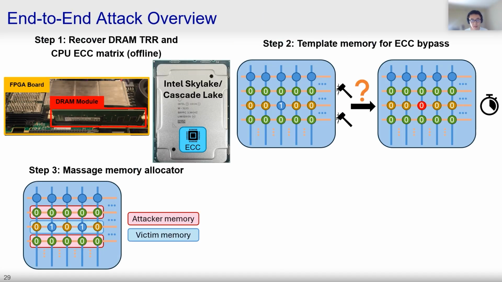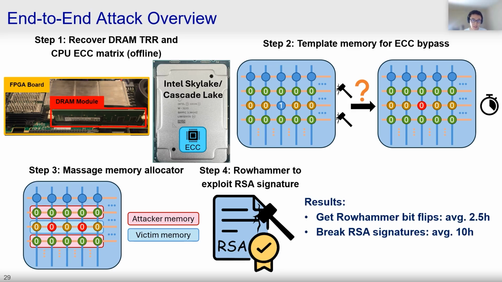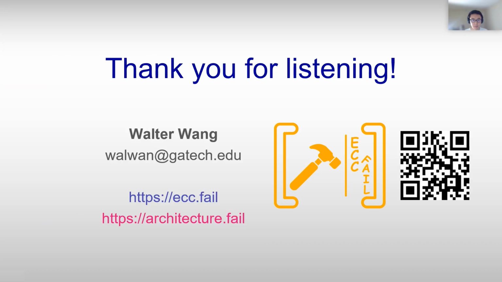Finally, the attacker process will use Rowhammer to trigger bit flips on the victim memory. In our case, it's the RSA public key. Then the attacker can factorize the flipped RSA public key to forge RSA signatures. In summary, we can get a Rowhammer payload in an average of 25 hours and break an RSA signature in an average of 10 hours. And that brings my talk to an end.